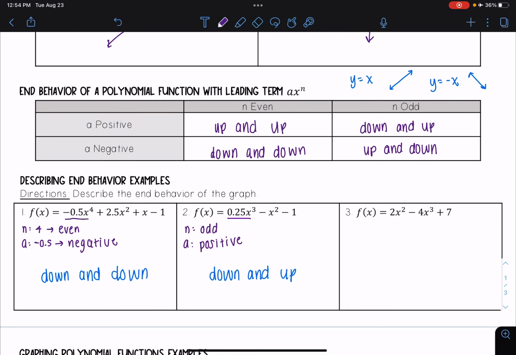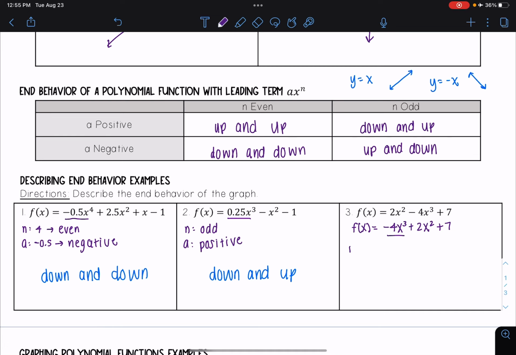Okay, looking at this last one, I have f of x is equal to 2x squared minus 4x cubed plus 7. Now this one is not written in standard form because my x cubed, that has the highest exponent, but it's not my first term. So I'm going to first rewrite this in standard form. And that's going to be negative 4x cubed plus 2x squared plus 7. And so I see my leading term is negative 4x cubed.